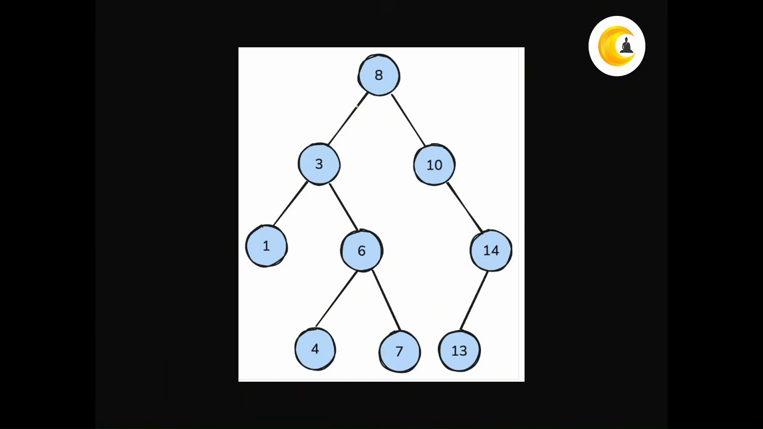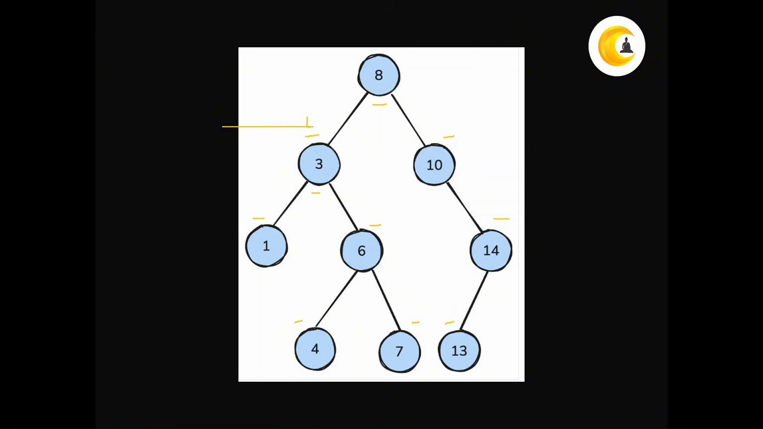Okay. Now we'll see an example. So if you see this node 8, 3 is less than 8, so it's on the left side, and 10 is greater than 8, so it is on the right side. Okay. Now consider this subtree of 3, 1, and 6. So 1 is less than 3, so it's on the left side, and 6 is greater than 3, so it's on the right side. Now consider this subtree 6, 4, 7. 4 is less than 6, so it's on the left side. 7 is greater than 6, so it's on the right side. Consider this subtree. Okay, so 14 is greater than 10, so it's on the right side. Consider this, 13 is less than 14, so it is on the left side, and so on.